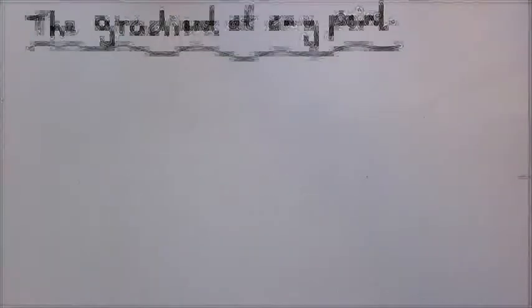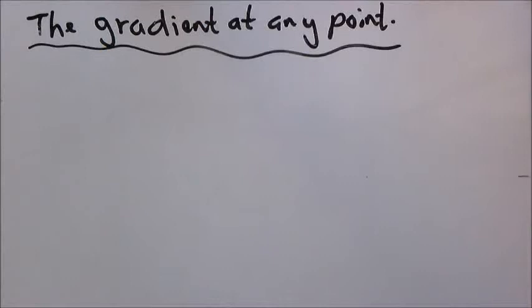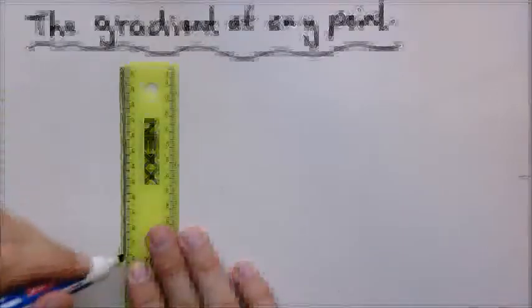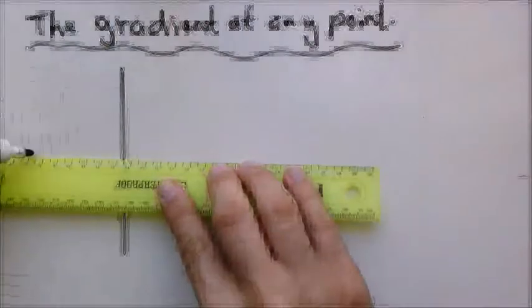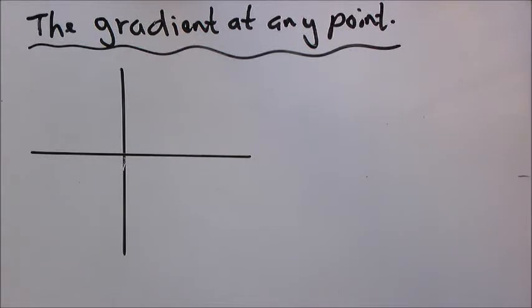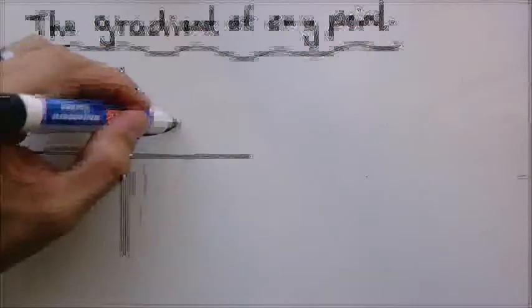Figure 12, now we're looking at the gradient at any point, and this is where it becomes interesting, because we no longer want the gradient of the graph like the average gradient, so we can have two coordinates on a graph. We want the gradient at a specific point, and this is where it really becomes interesting. Okay, so let's say this is our graph.